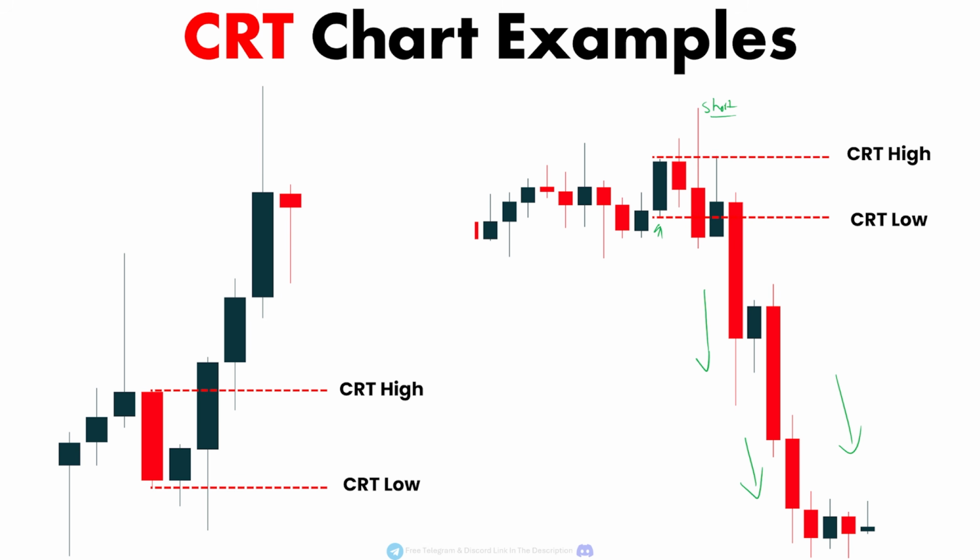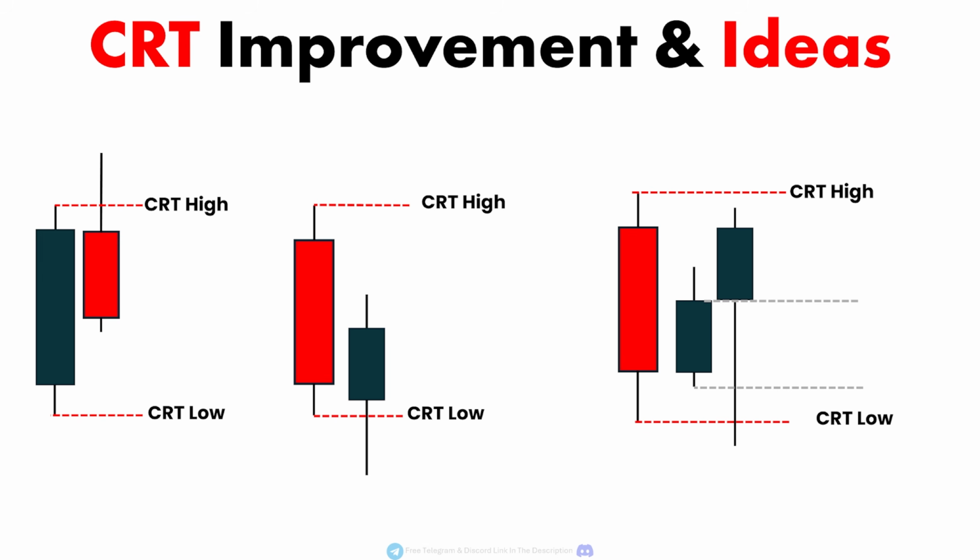Okay, so let's look at some other examples that you can at least try to improve. Here, this one is a normal one. We have the CRT high, and then we have the CRT low. We are going to look to go long below this low. Here we are looking to go short above this high.